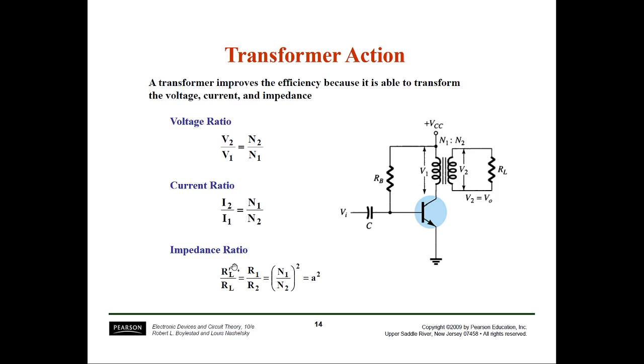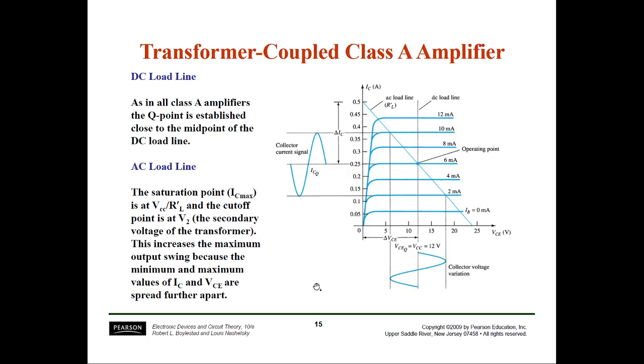The impedance ratio RL dash divided by RL is equal to R1 by R2, which is N1 by N2 whole squared. So this formula you have to remember. I will explain these things to you.